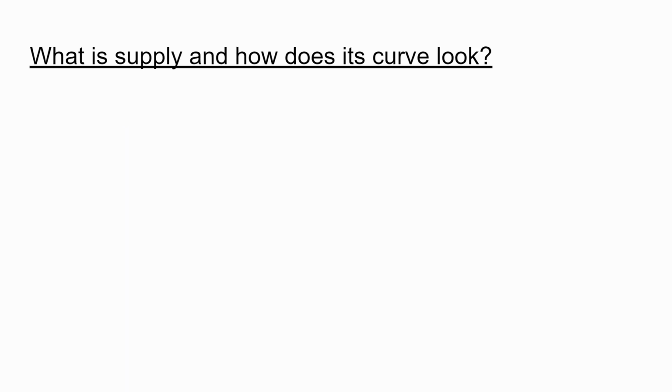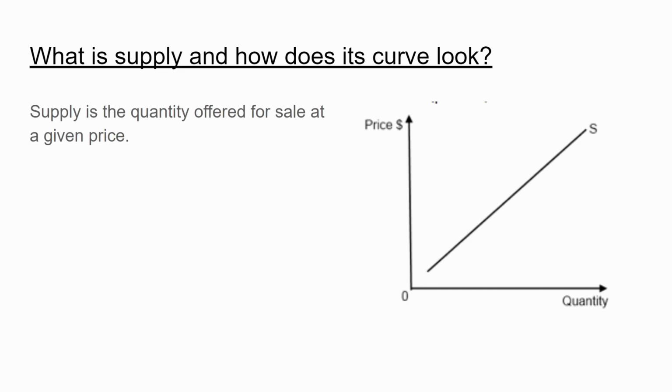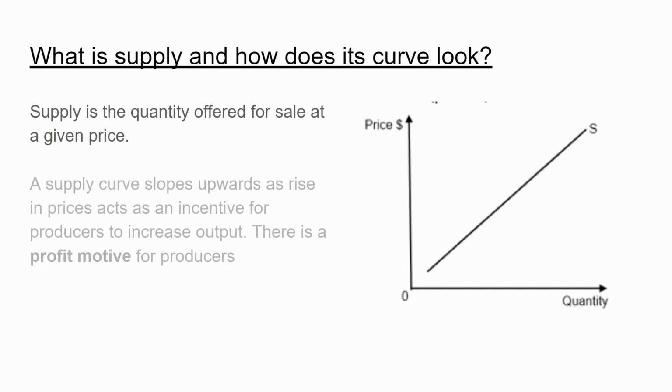So what is supply and what does this curve look like? Well, on the right hand side of the screen you can see a supply curve, and this is now upward sloping. So supply is the quantity offered for sale at a given price. A supply curve slopes upwards as a rise in price acts as an incentive for producers to increase output. So this is known as the profit motive for producers.